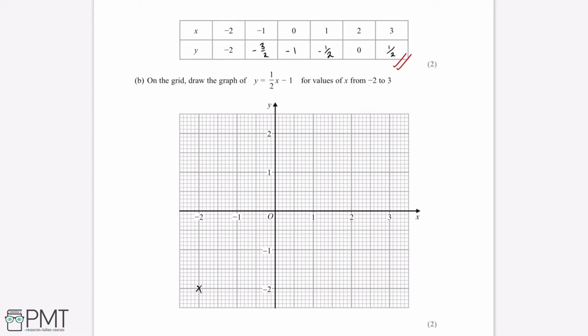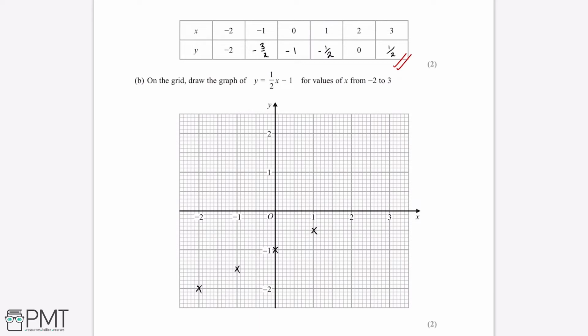Next we can move on to when x equals -1 and then y equals -3/2. So we'll go -1 on the x-axis and then -1.5 down the y-axis. And we can plot our point here. When x equals 0, y equals -1, so we'll want to go down -1 on the y-axis, and we can plot our point here. When x equals 1, y equals -1/2, so we'll move 1 across on the x-axis and -1/2 down on the y-axis.